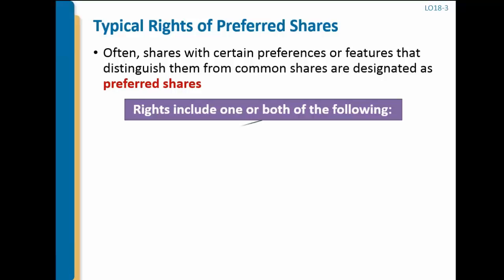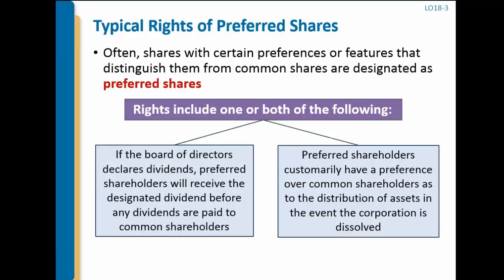Okay, so we talked about the common stock. Common stock has voting rights, has rights when dividends are distributed. They're going to get these. Okay, now let's talk about preferred shares.